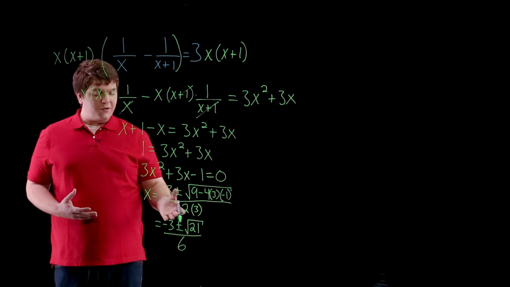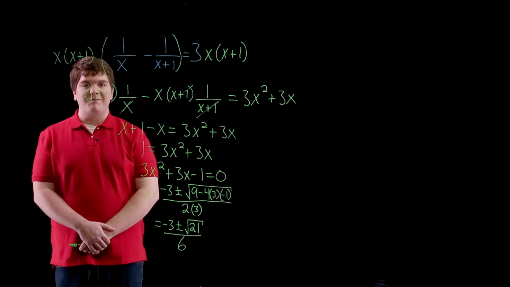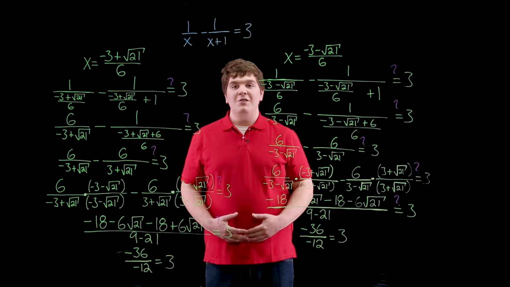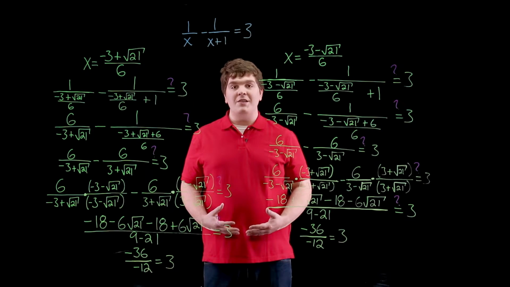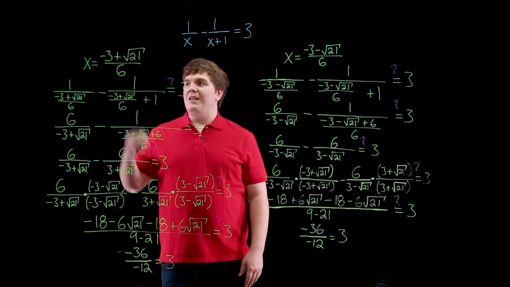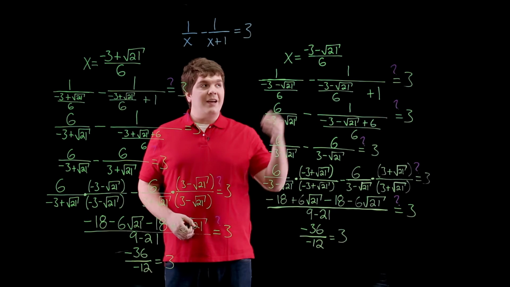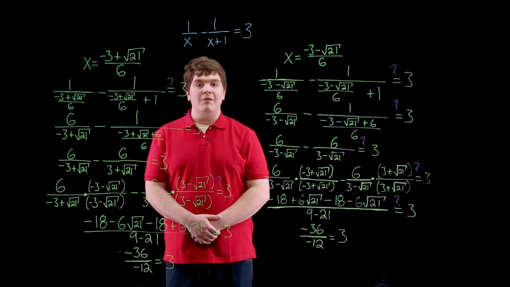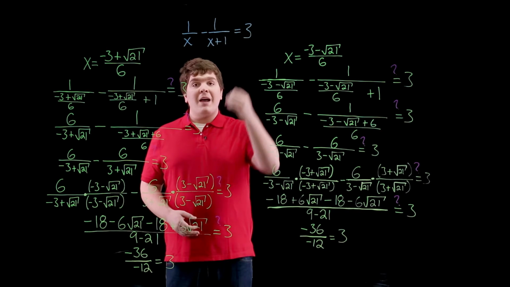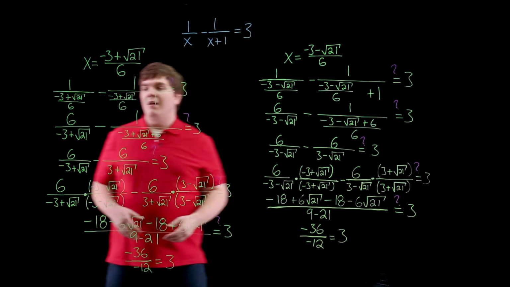Now we must check that our solutions satisfy the initial equation. To check that our two solutions do satisfy the initial equation, we'll substitute both x equals negative 3 plus the square root of 21, all divided by 6, and x equals negative 3 minus the square root of 21, all divided by 6, back into the initial equation.